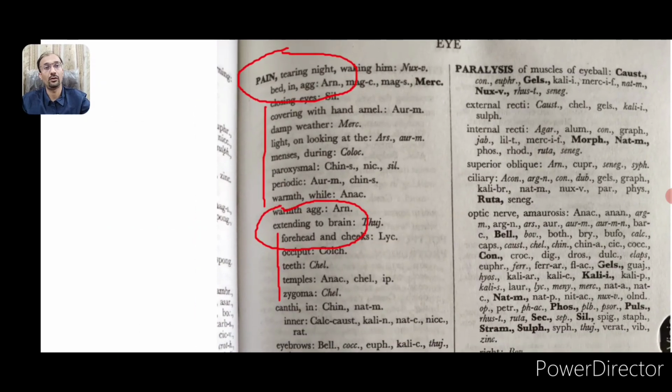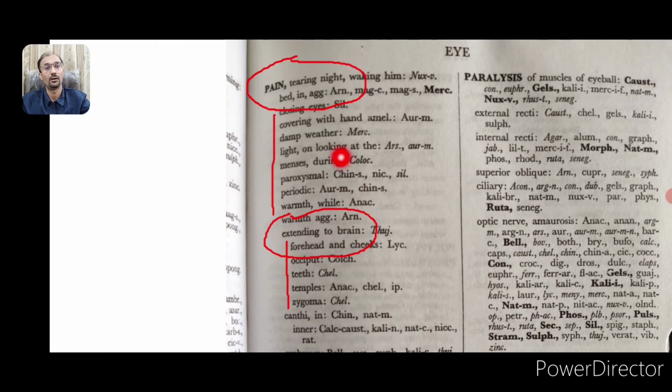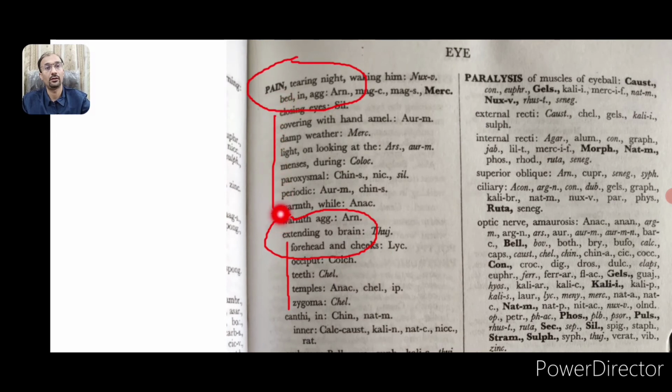Okay, as I say, you have to follow the indentation. These are in line, so these are the sub rubrics. If it is going to have one indentation, they are going to attach with a main sub rubric of this. So all these rubrics, forehead, occiput, teeth, are attached with extending to.